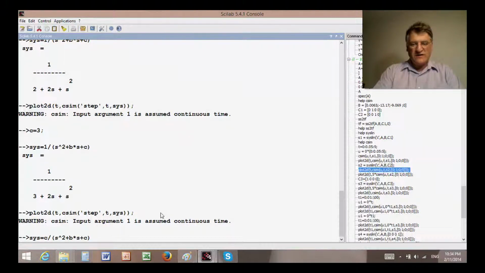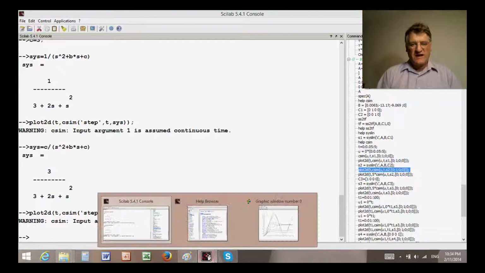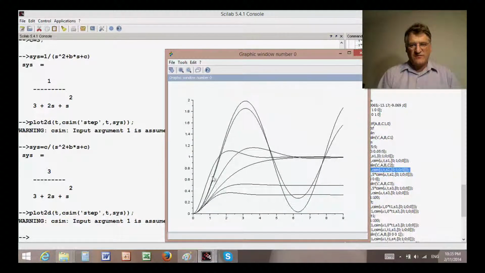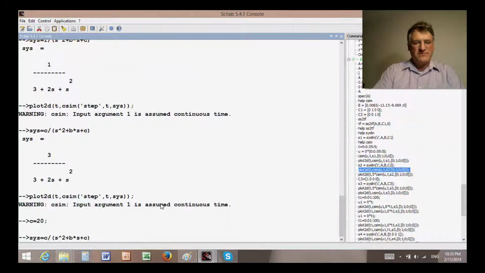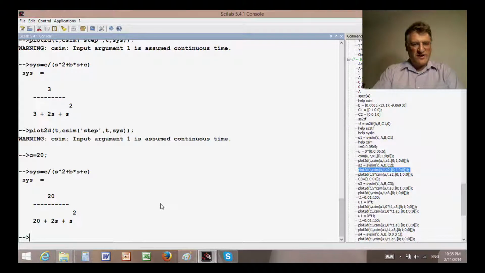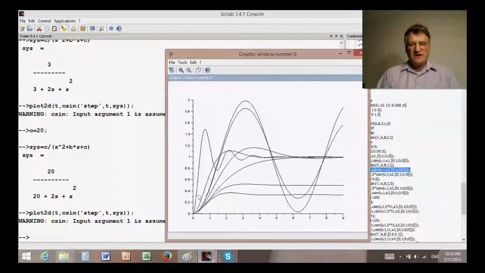Because if we do this, we know that the step response is going to be of the same magnitude as what we had before. And sure enough, this is the step response here. Now if I increase C even more, and I say that C is now equal to 20, here's what will happen. We have scaled our system in such a way that the simulation of the system now returns something like this.